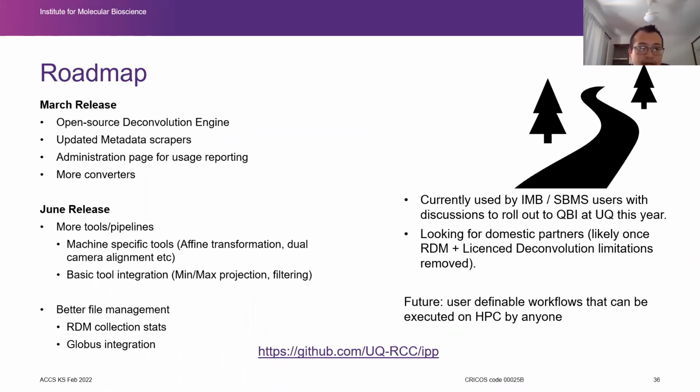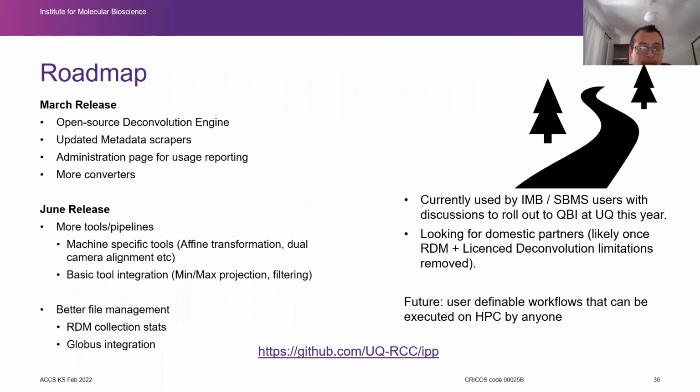A little bit further out, we would like to integrate more tools or pipelines into the portal. So things like min-max projection or filtering, and more machine-specific tools like dual camera alignment, etc. We also consider improving the file management even further. So we would like to get more stats related to files or collections, or we would like to integrate file movement tools such as Globus into the portal.